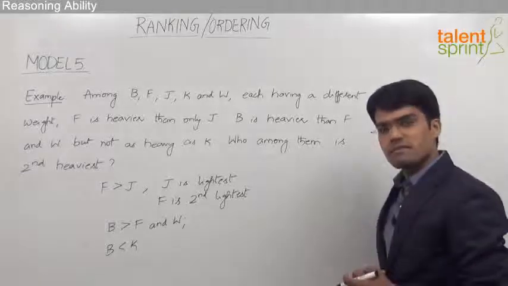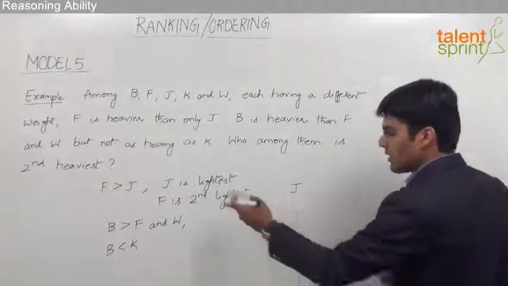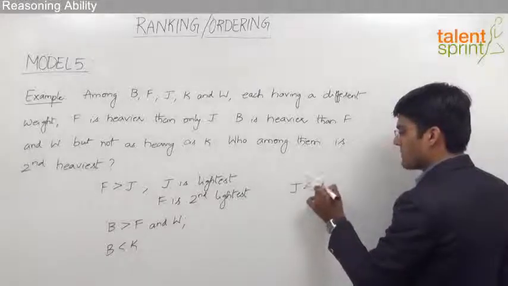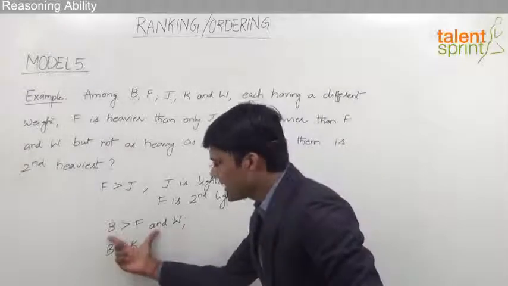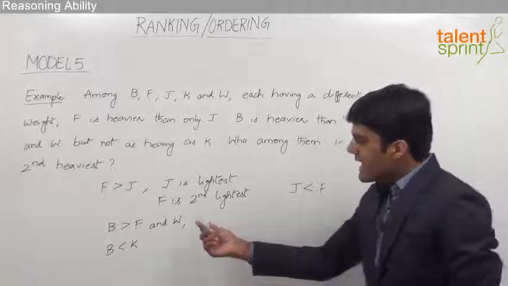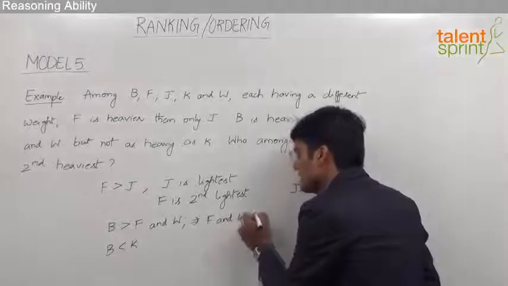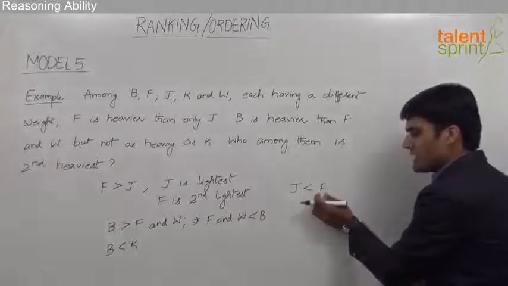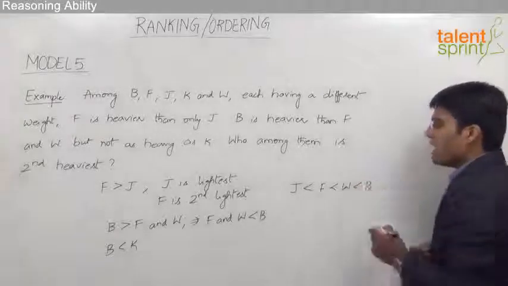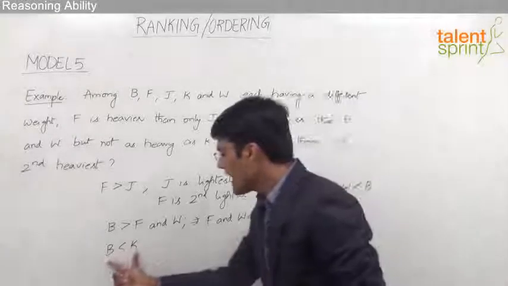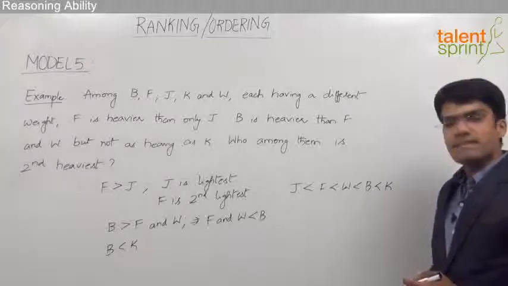So arranging the given 5 persons in ascending order, we can say that the lightest person in the group is J. And we also know that the second lightest person is F. So we can say that J is less than F. And then we know that B is greater than F and W. So we can say F and W are lighter than B. And as already F is second lightest, we can say that W should be heavier than F and then B should be heavier than W. And from the last point, we know that B is lighter than K. So including that in the order, we get B is lighter than K.